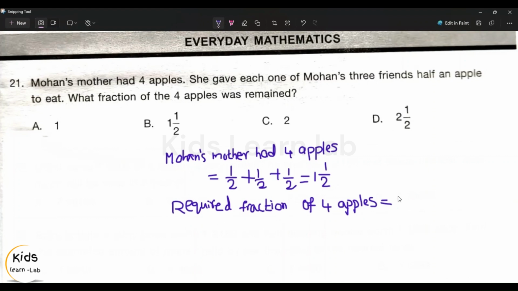So the required fraction of 4 apples is equal to 4 minus 1 and half. 4 minus 1 is 3. 3 minus half is 2 and half. So option D, 2 and half is the right answer, children.